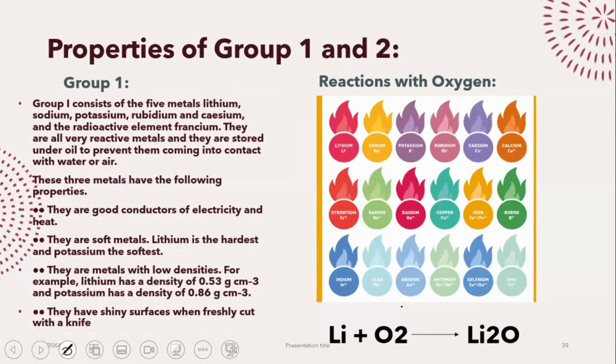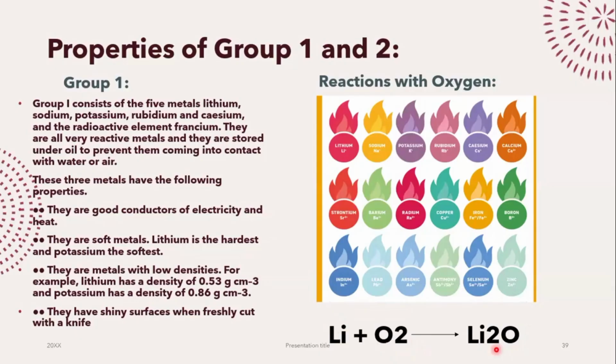Now, let's quickly go over the reactions that we see with group 1 and group 2. First of all, group 1 metals can react with oxygen to give you a salt. Technically, you can call it a salt, lithium oxide. For example, lithium will react with oxygen to give you lithium oxide. Sodium will react with oxygen to give you sodium oxide. Calcium will react with oxygen to give you calcium oxide.